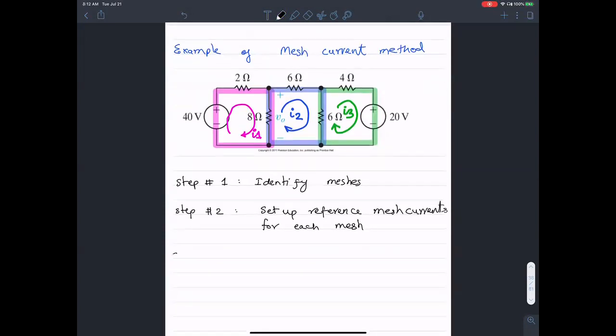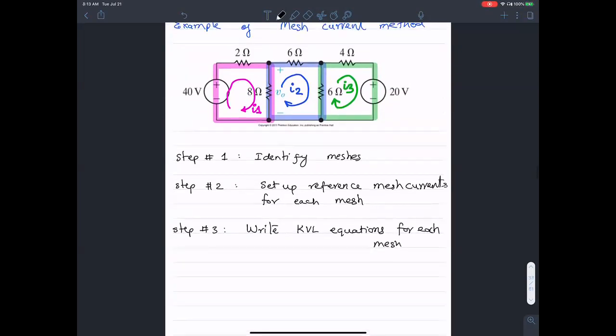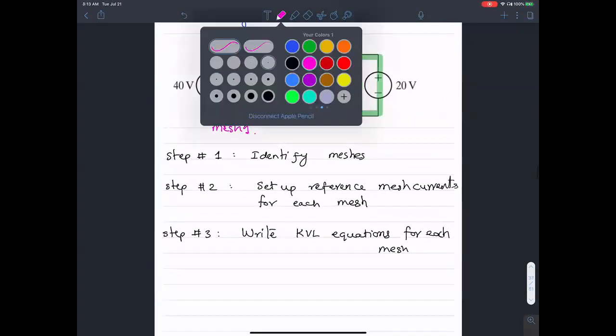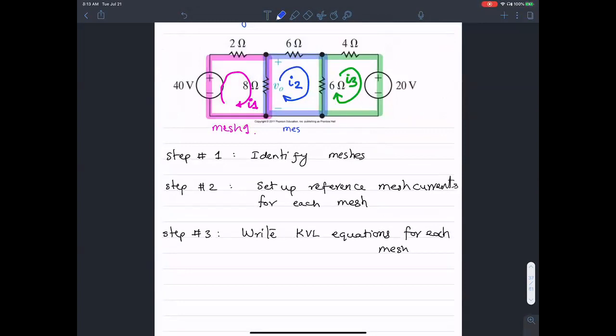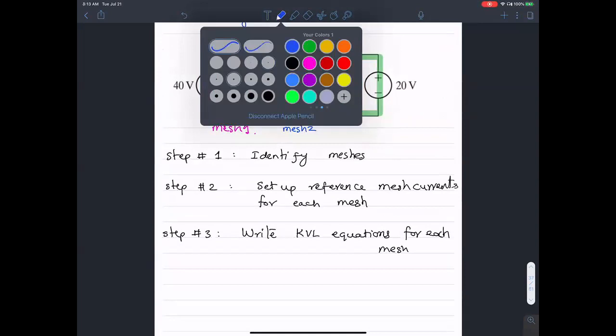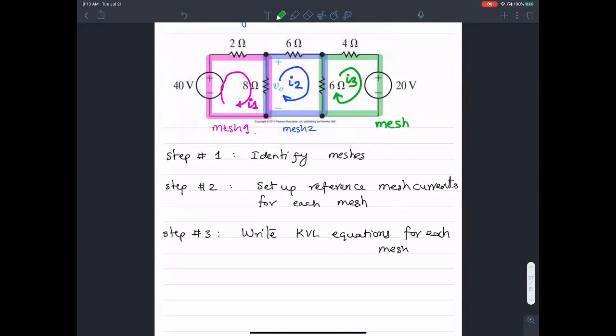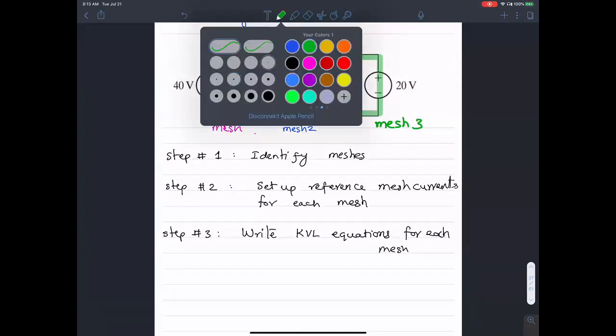Now, the third step is to write KVL equations for each mesh. So let me show you what I mean. So there are three meshes here, mesh 1, mesh 2 shown in blue, and mesh 3 shown in green. Okay, mesh 1, 2, and 3 shown in purple, blue, and green.